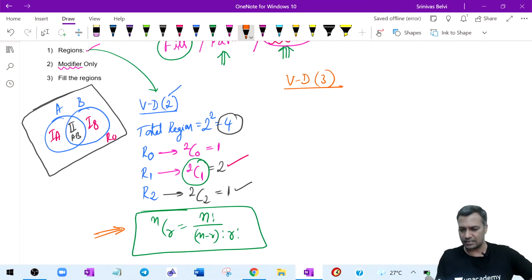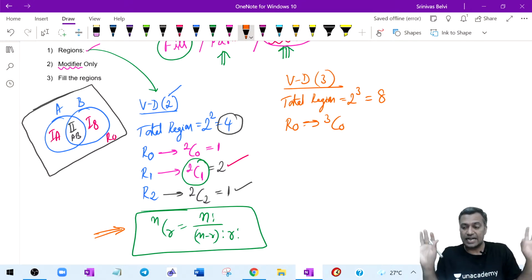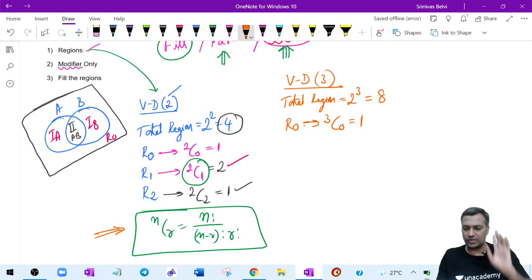Okay, Venn diagram for 3, in a similar way. Let's quickly understand this particular breakup. Totally how many regions do I need to have? Total number of regions has to be 2 power 3, which is nothing but 8. There must be 8 regions. So how should these regions be? There would be certain regions of 0. How many regions of 0 should be there? 3C0, which means out of 3 magazines, this fellow says that I don't want to read any of these magazines. How many such regions? 1, because the value of 3C0 is 1.